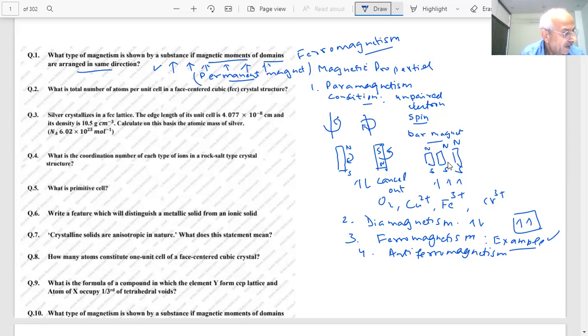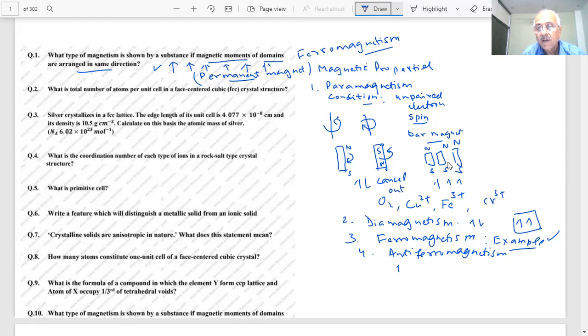Anti-ferromagnetism. What do you mean by anti-ferromagnetic, student? They will get oriented in the opposite direction. All there are domains, but an unequal number. Okay. Their domains are oppositely oriented. They will show anti-ferromagnetism. Their domains will be what?